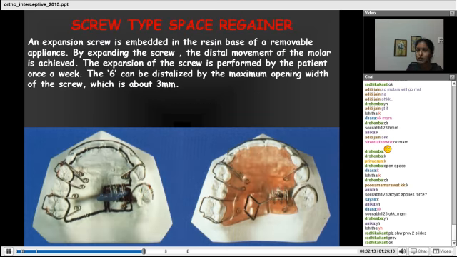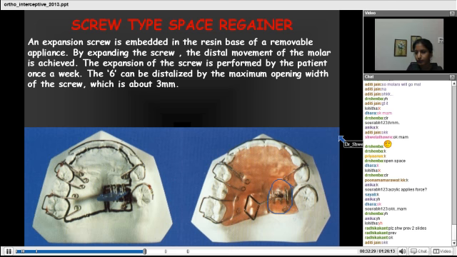And your last one is screw type. That is easy. Just like an expansion screw, but it is placed in this area. For an expansion screw, it is placed in the midline. But when you are creating space here, the screw is placed between this plate and this plate. As you keep opening the screw, the plates move apart, trying to create space. Clear?